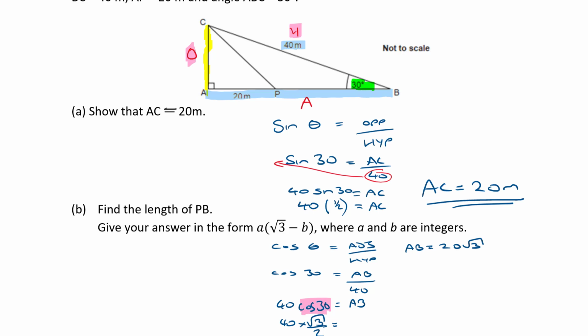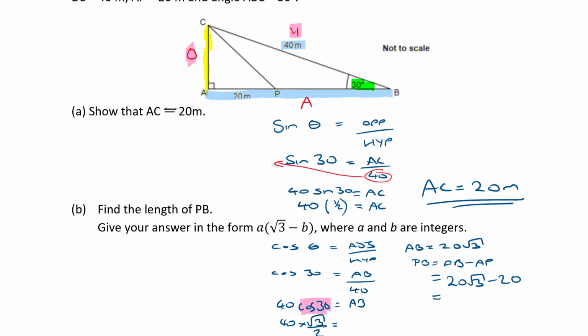Okay, but we don't want AB, we want PB. So we know that PB is AB minus AP. We just found AB is 20 root 3, and from the diagram I can see that AP is 20.